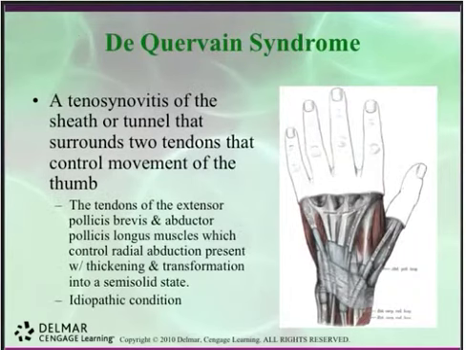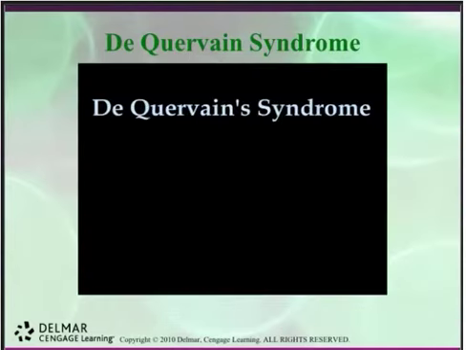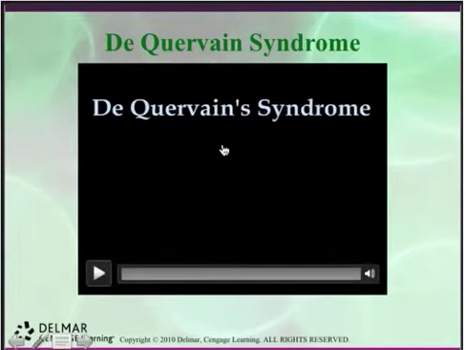Okay, De Quervain syndrome is a tenosynovitis of the sheath or tunnel that surrounds the two tendons that control movement of the thumb. The tendons of the extensor pollicis brevis and abductor pollicis longus, which control radial abduction, present with a thickening and a transformation into a semi-solid state. This is an idiopathic condition, meaning we don't always know what the direct cause is. So here's a look at De Quervain syndrome.